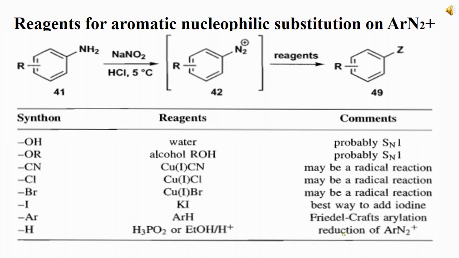Potassium iodide, that is the best way to add iodine. Friedel-Crafts reaction, the second last one, means adding an aryl group to the aromatic ring in the place of C. And then the last one is the reduction of diazonium. When we do reduction of diazonium, this N2 will be reduced, so that it will be substituted by hydrogen in the presence of phosphoric acid or acidified ethanol.